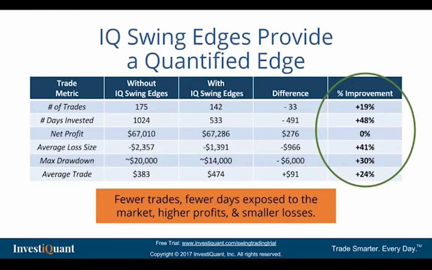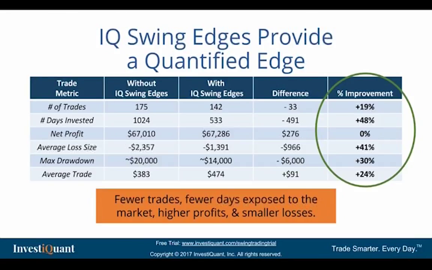So with and without swing edges, I did a little comparison table here. What you're looking at is without swing edges, there's 175 trades. With swing edges, there's only 142 trades. So there's 33 fewer trades. So that's an improvement of 19%. You're in the market almost half the time as you would be without the swing edges. So that's a 48% increase.